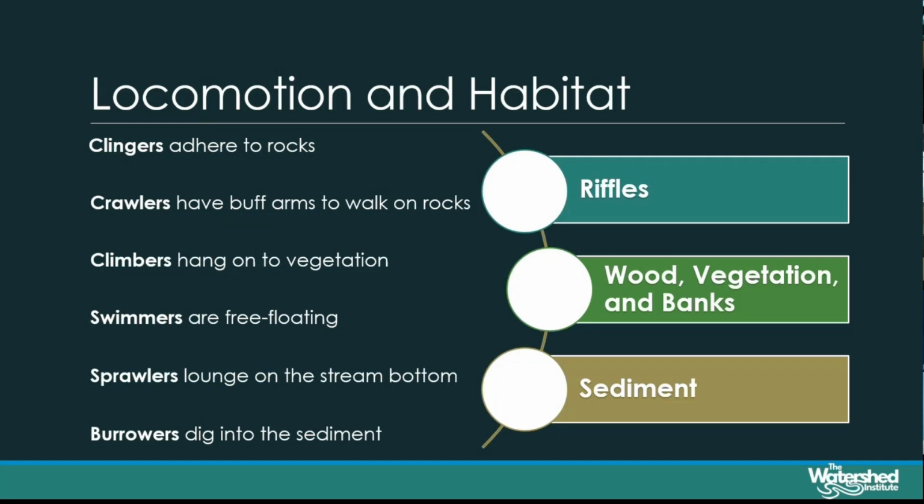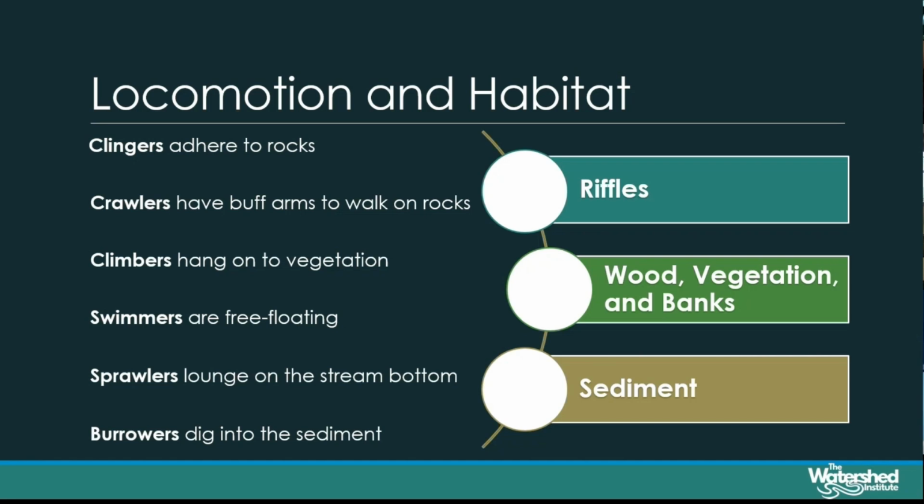So looking at these types of habitats, let's compare that to the different types of ways that macroinvertebrates move and live. We call this their locomotion. Looking at riffles, we have a lot of these clingers and crawlers. Clingers are those that can kind of suck, like adhere themselves onto a rock so that they can stay there. And imagine this constantly moving system, this stream that's always flowing.